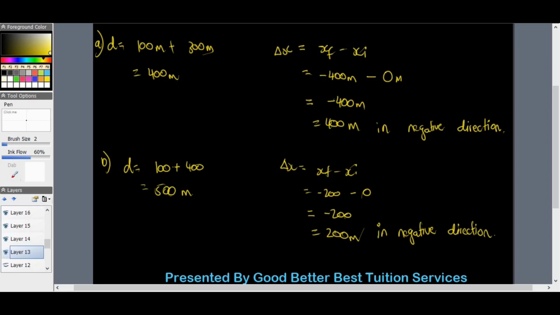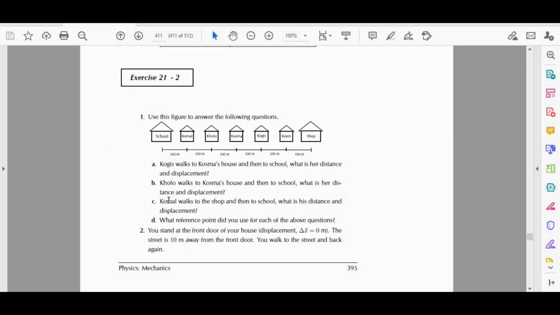Are our answers looking more or less like what we see on the screen here? Yes or no? C, now Kamal walks to the shop, and then to school. What is his distance? Kamal's over here. Now his displacement is still the same as the example here, but his distance now, he walks past Kevin's house. So he walks 1, 2, 3, 4, 5, and then 1, 2, 3, 4, 5, 6.